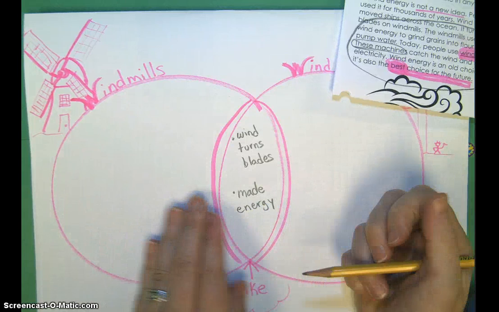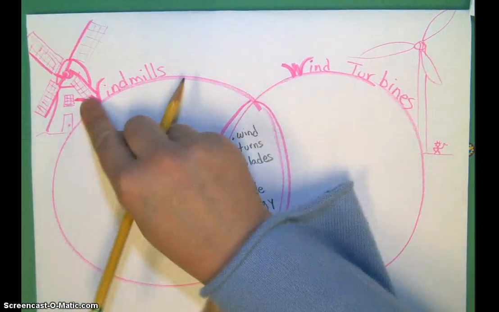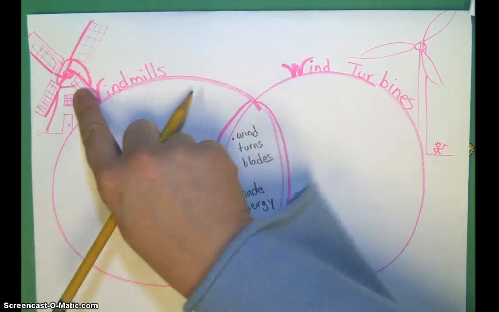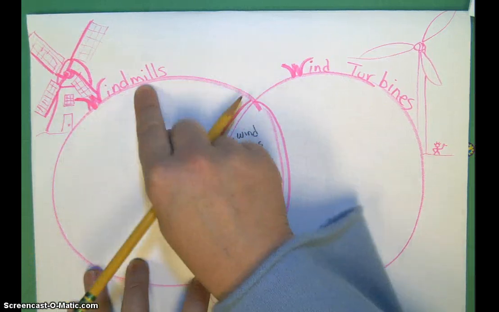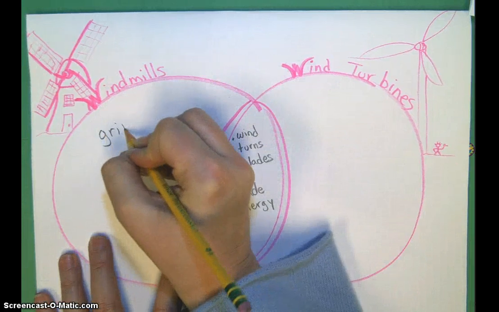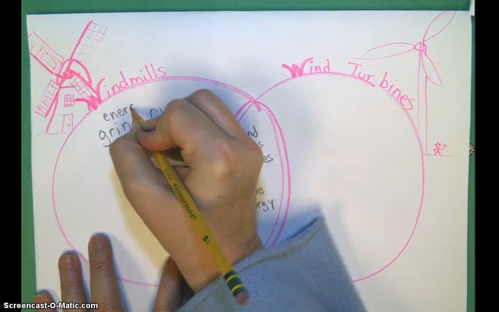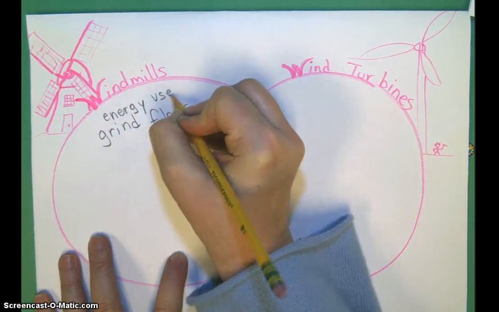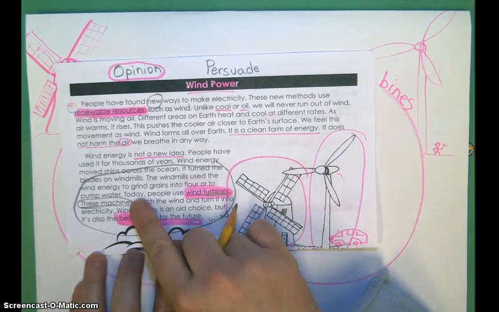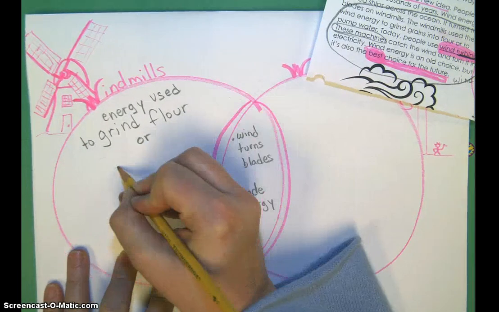So the wind is moving, and now we have bigger things moving because of the wind, and that movement is called energy. And then we can use that movement to do other things. For windmill, the energy is used to grind flour. So energy is used to grind flour. Okay. Grind grains into flour, or to pump water. So I'm going to put an or, pump water.